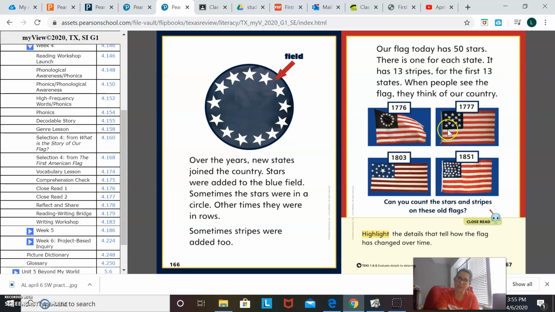So if we take a look here, this is the flag in 1776. The stars were all in a circle, 13 stars and then 13 stripes. 1777 looks a little different. 1803. 1851. Can you count the stars and stripes on these old flags? If you look really closely, you probably could.